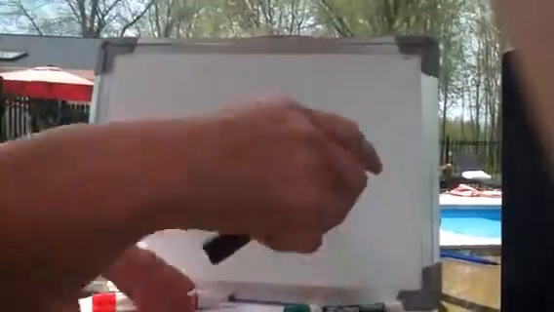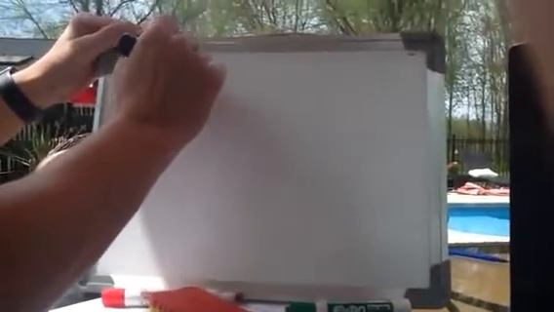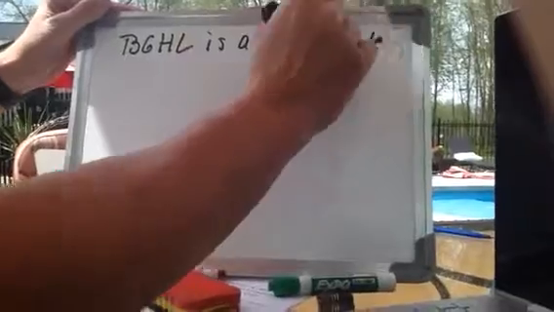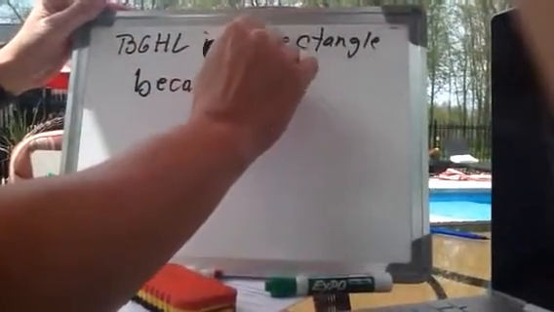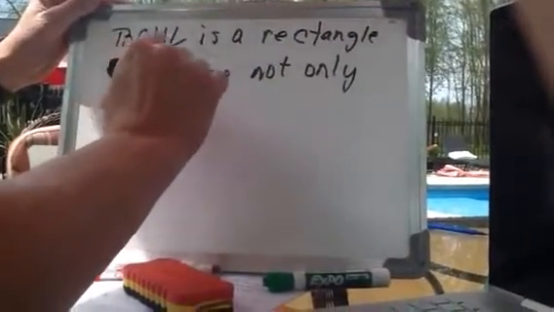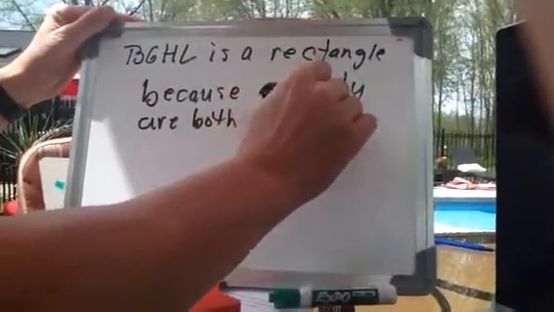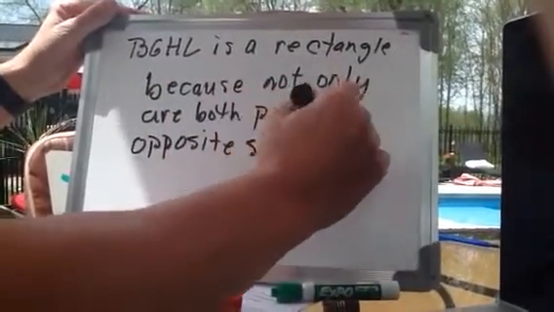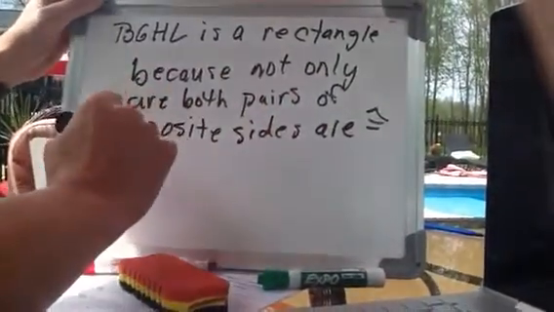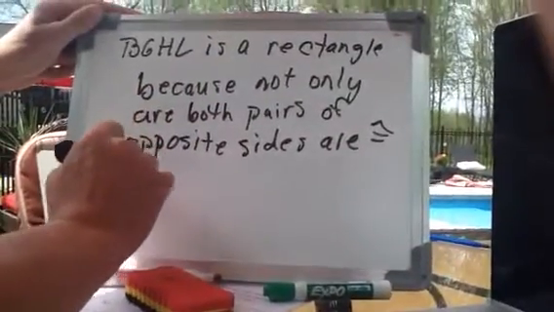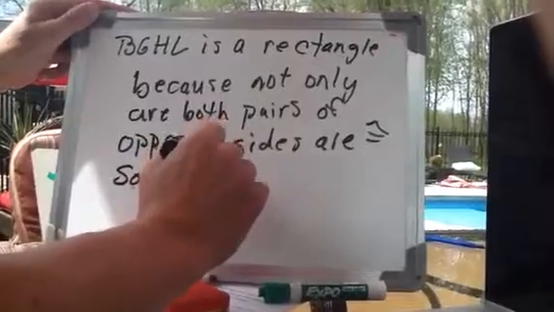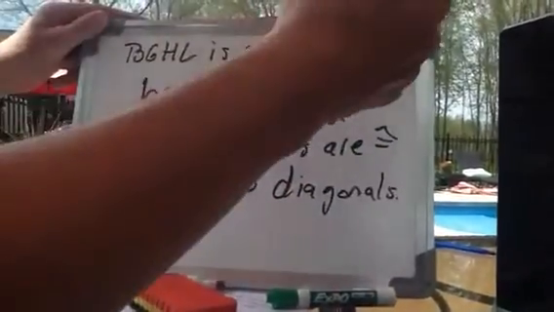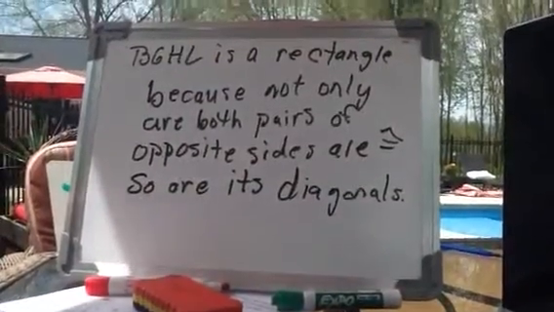So to make this question perfect, and I know sometimes this drives me a little nuts in geometry, we need to make a statement. BGHL is a rectangle because not only are both pairs of opposite sides congruent, so are its diagonals. Okay, or something to that effect. Mrs. Zellner has a handier way. Diagonals are congruent, opposite sides are congruent, it's a rectangle.